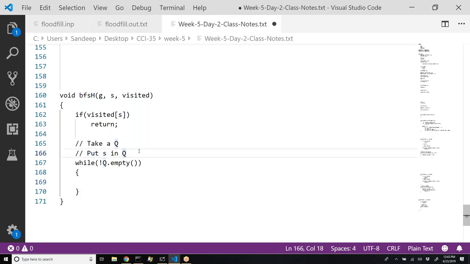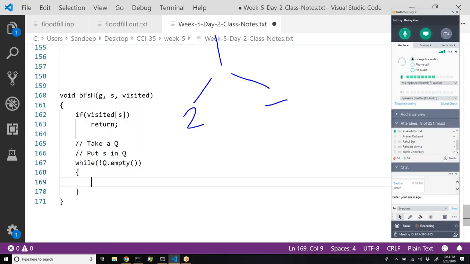But when we have put it in the queue, the question is, where should we mark S as visited? When we are putting it in the queue or when we are printing? When we are taking it out of the queue, I mean printing. So when we are printing, if we do that, what will happen? 1, 2, 3, 4, 5.